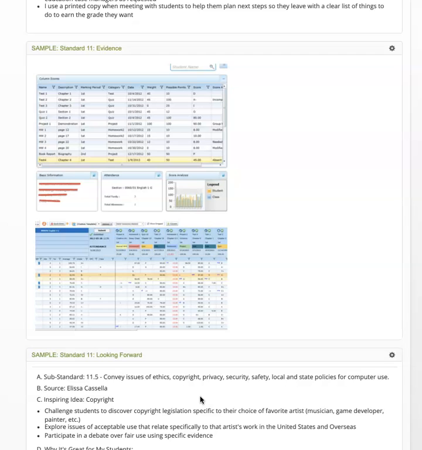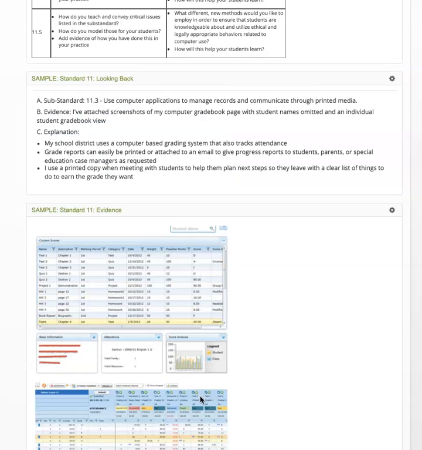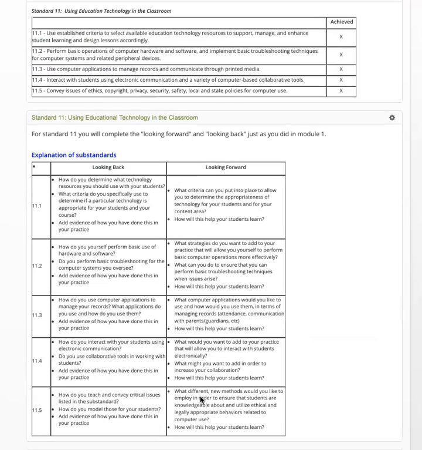So I hope this helps. There's one for each and every standard, and you'll find the explanation of standards right under the checklist. So thanks, and again, I hope this helps.